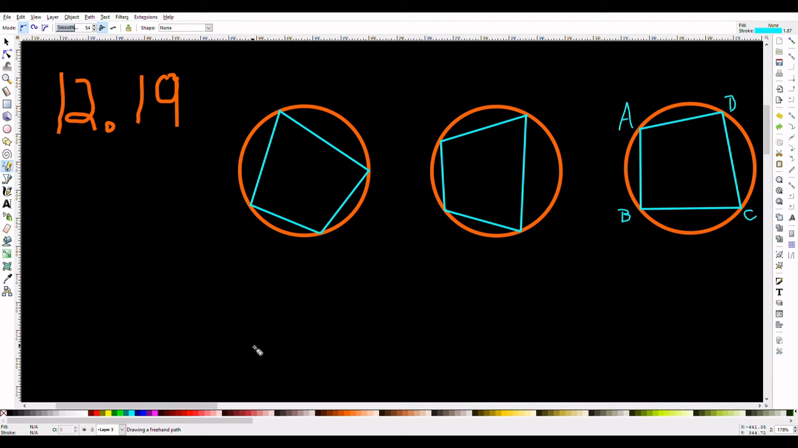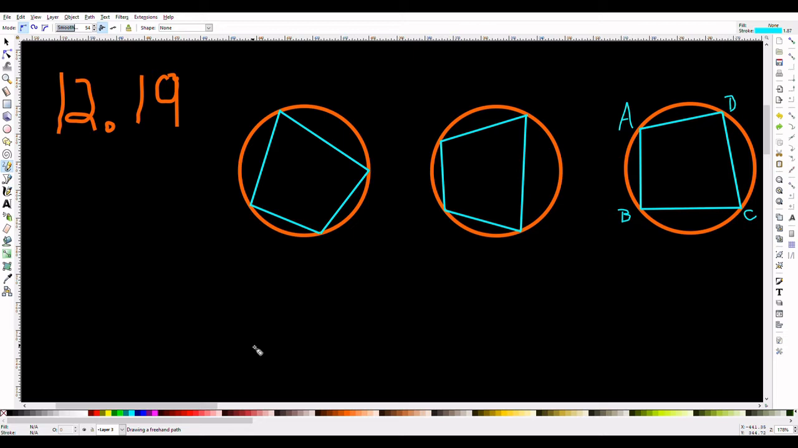Alright, let's begin with problem 12.19. Open to the right page and read along with us. Page 322. A quadrilateral is said to be a cyclic quadrilateral if a circle can be drawn that passes through all four of its vertices. Prove that if ABCD is a cyclic quadrilateral, then angle A plus angle C equals 180 degrees.